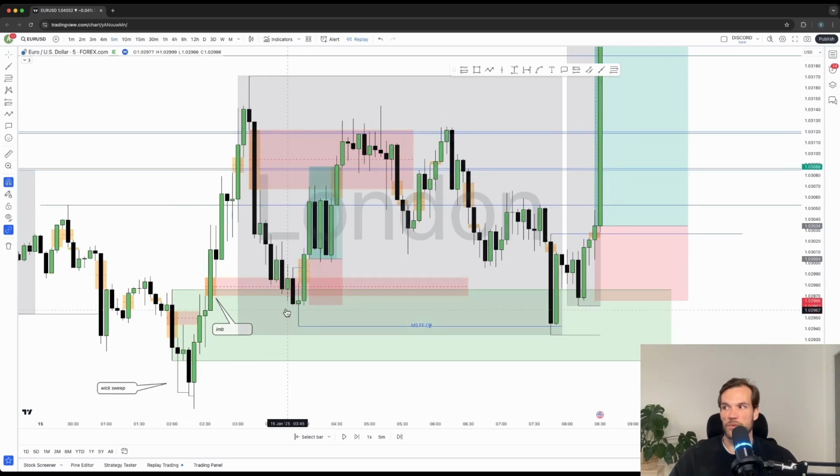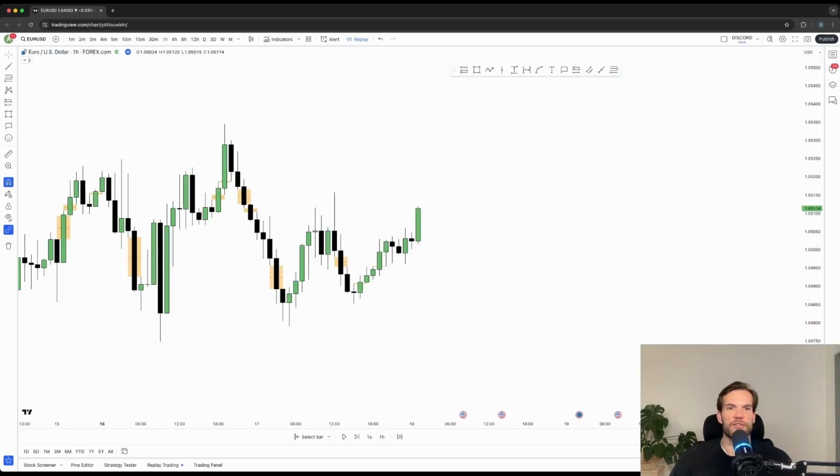Then we had this flip. We got into the trade there, targeted our 2R. Price came down for another run. We flipped again, another 2R. Easy as that. Okay, let's look at one more example here.